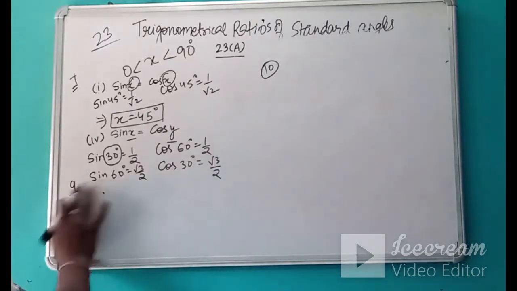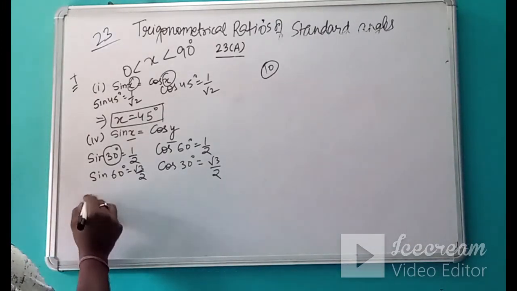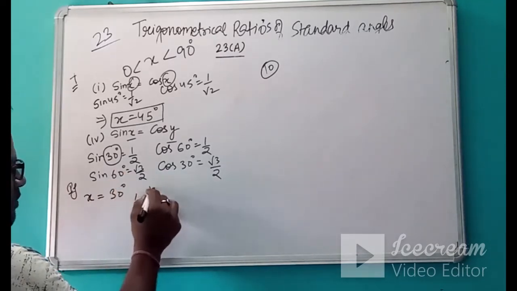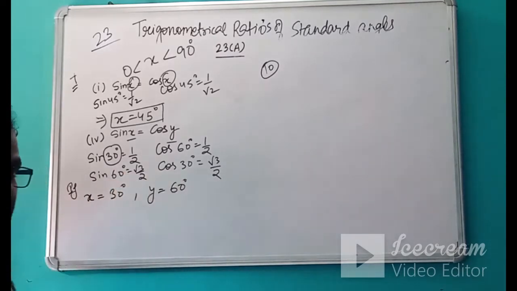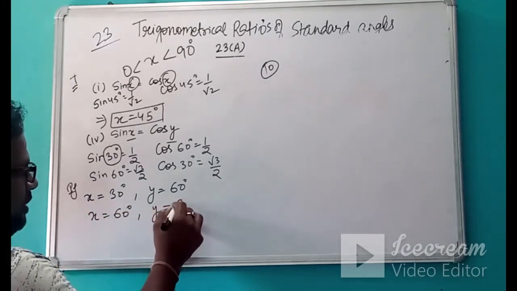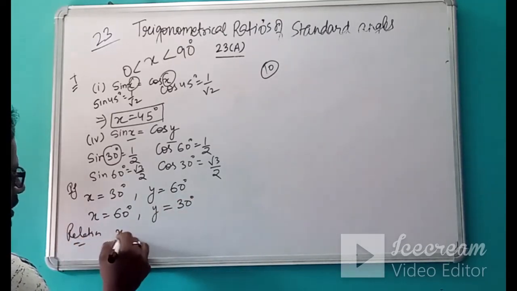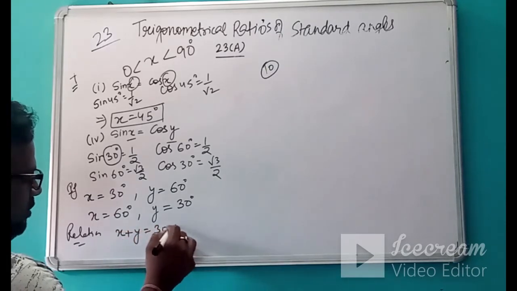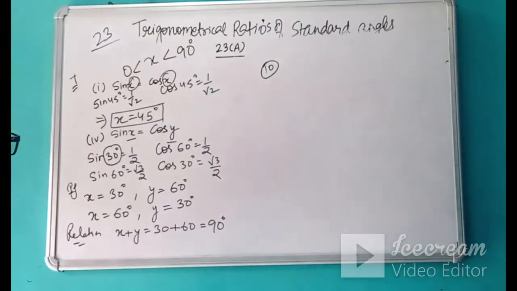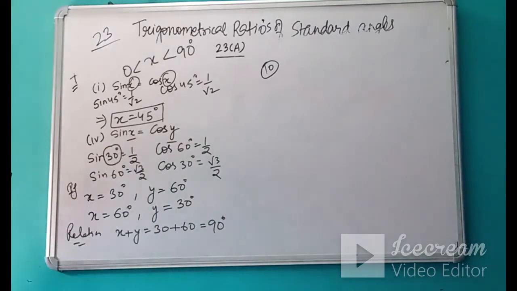So you can see easily that if x is equal to 30 degrees, then y should be equal to 60 degrees, and if you take x equal to 60 degrees, then y will be 30 degrees. So what is the relation between these two? That is x plus y. If you add 30 plus 60, you will get 90 degrees. Okay, so this is the relation between x and y when sin x is equal to cos y.